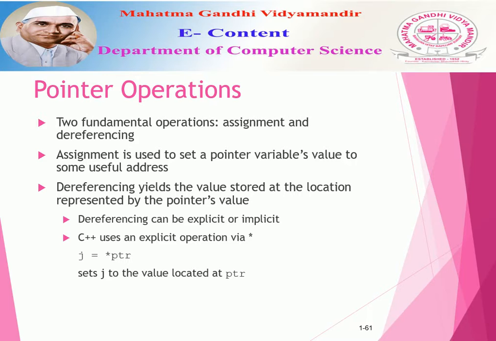Dereferencing of pointers can be either explicit or implicit. In Fortran 90, it is implicit, but in most other contemporary languages, it occurs only when explicitly specified. In C++, it is explicitly specified with the asterisk sign as a prefix unary operator. For example, here it is given j = *ptr. It sets j to the value located at ptr.